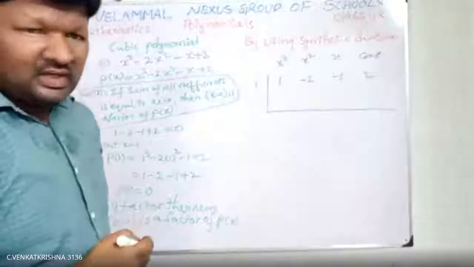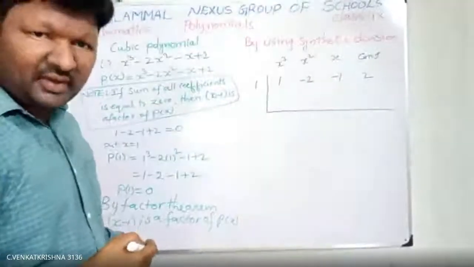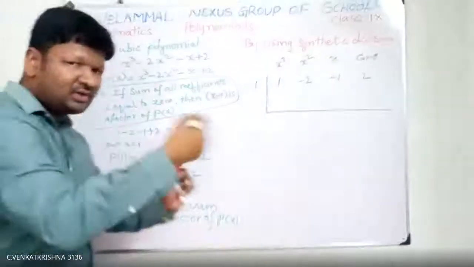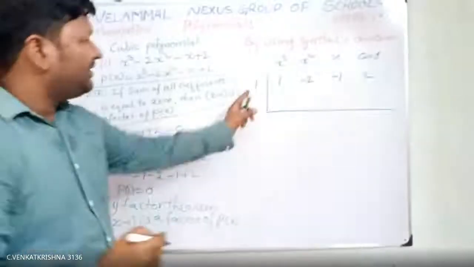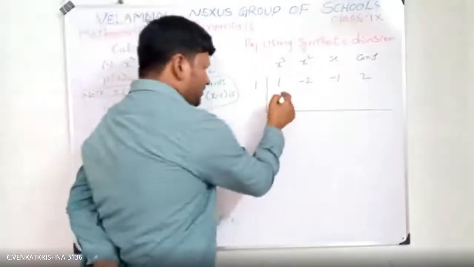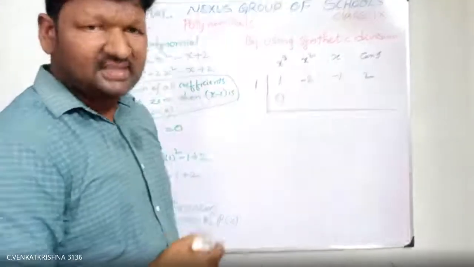So 1 is one factor, no? x minus 1 is one factor of p of x. Then x minus 1 is equal to 0, then the x value is 1. We need to divide by 1. And the first value, always we need to consider the first one as 0.